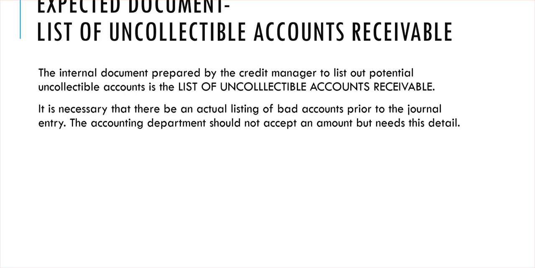Now, in your SUA packet, I believe there is a bankruptcy notice. There's a bankruptcy notice. That's a document. And it's coming from an outside party. If you have documents coming from outside parties as evidence to do the journal entry, this is the best evidence you could have. It's even better than the list of uncollectible accounts receivable that would be coming from inside the company.